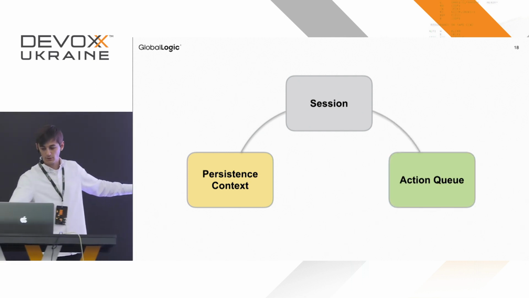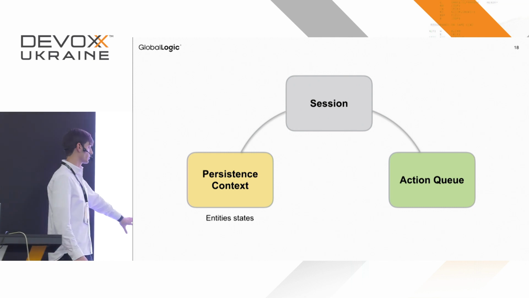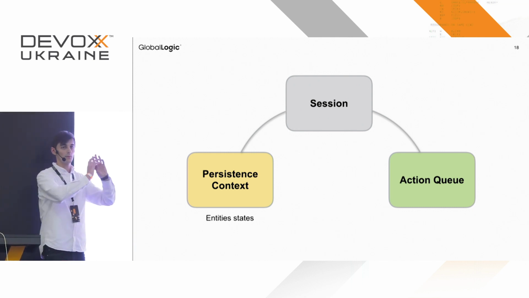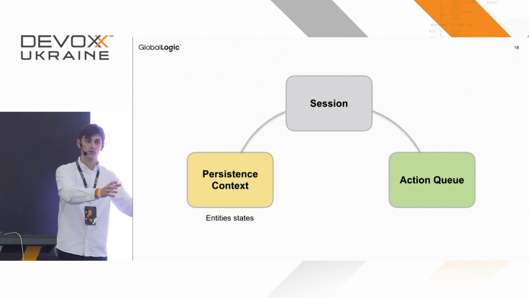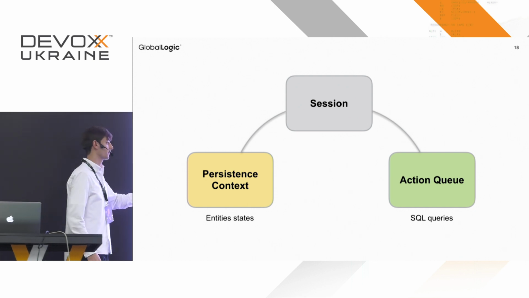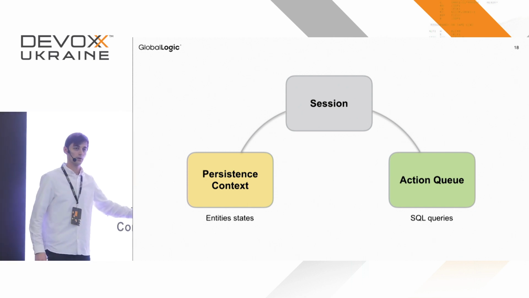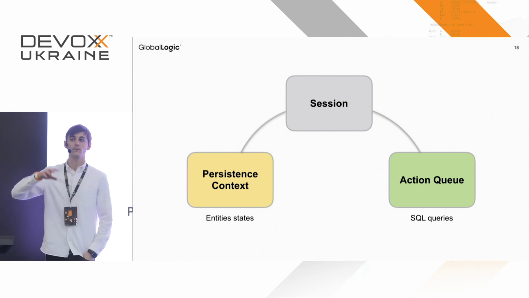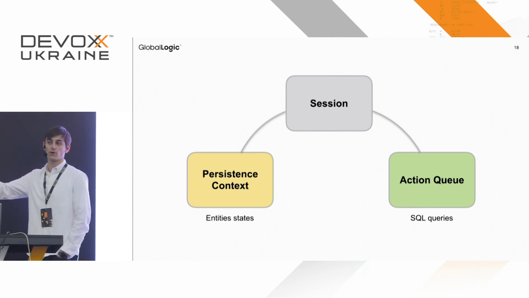And PersistenceContext, we have in order to track internal entity states. We have a super complex internal structure in order to track that state. And this action queue we have in order to track and store SQL queries. We're not performing them right now. We are collecting them to the queue, and we're going to perform them later.